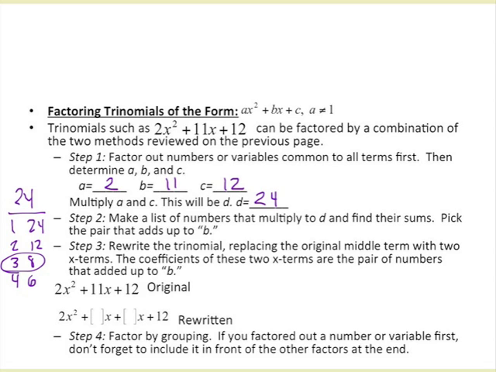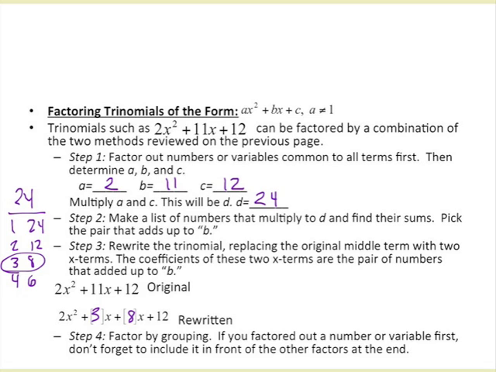Then what we're going to do is rewrite the original problem. Instead of it being 2x squared plus 11x plus 12, we're going to write it as 2x squared plus 3x plus 8x plus 12, because 3x plus 8x is 11x. So we're just breaking down that 11x into the 2 things that we just found from our chart.